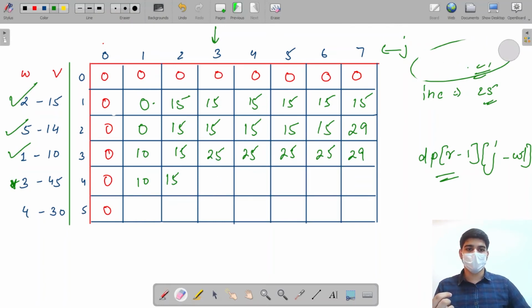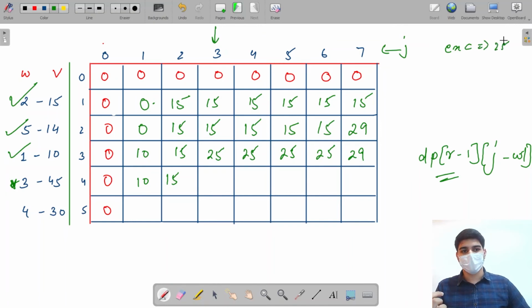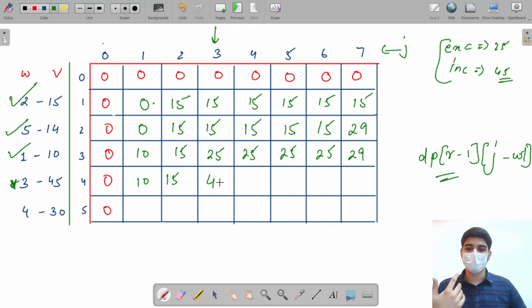So if we see over here, if I exclude myself, what do I get? I get 25 as value, right? If I exclude myself, I get 25. And if I include myself, I would get what? My own value, which is 45. And I would check for this position, which is 0. So 45 plus 0 is 0. But if I include myself, I would still get 45. That means I would be including myself and getting 45 as value.